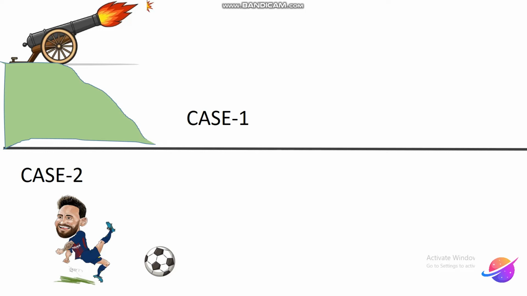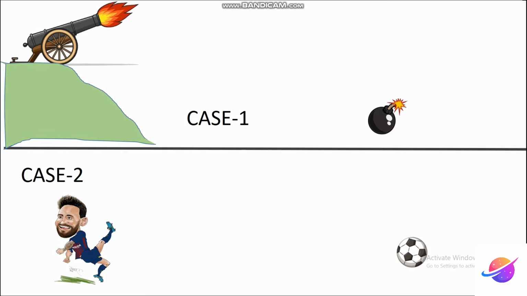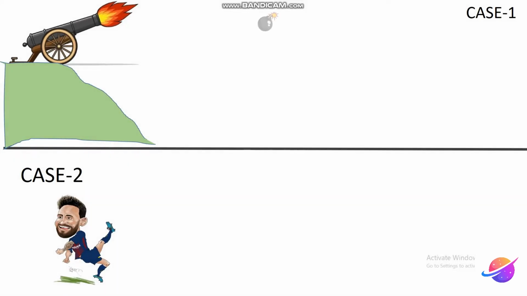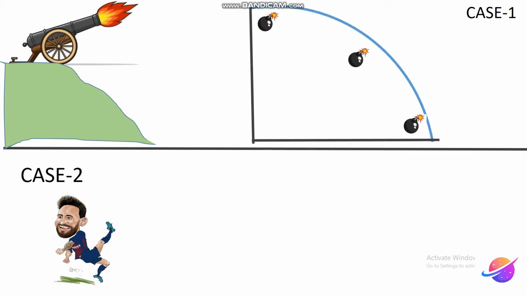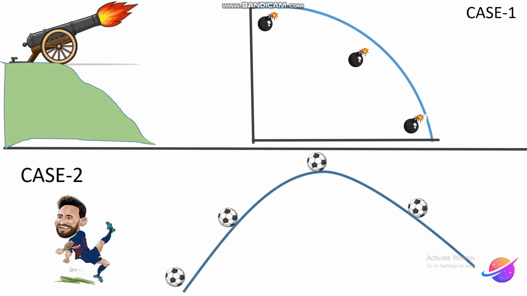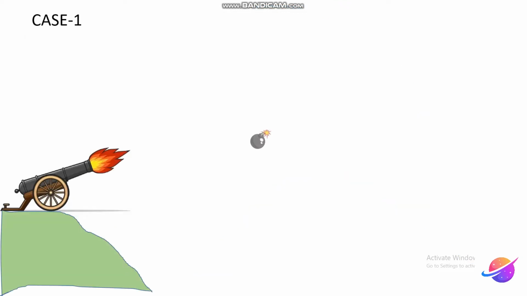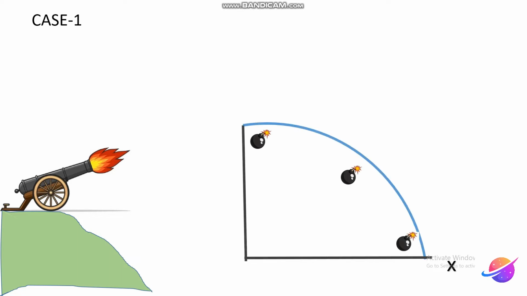In case 1 we will have to find out the horizontal and vertical distances of the projectile, which is given an initial horizontal velocity vi. But in case 2 we will give no initial horizontal velocity. We will give it an initial velocity, but the horizontal component will not be there. Okay, so in case 1 we will have to find the distances x and y.